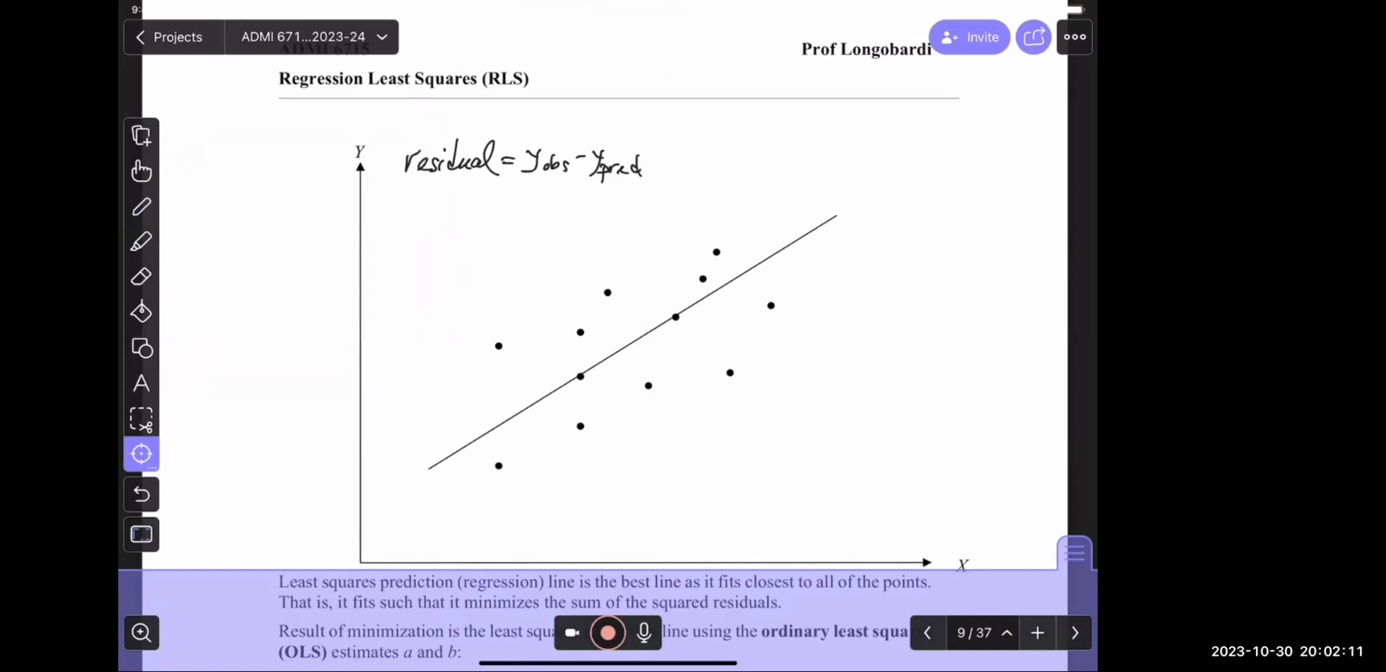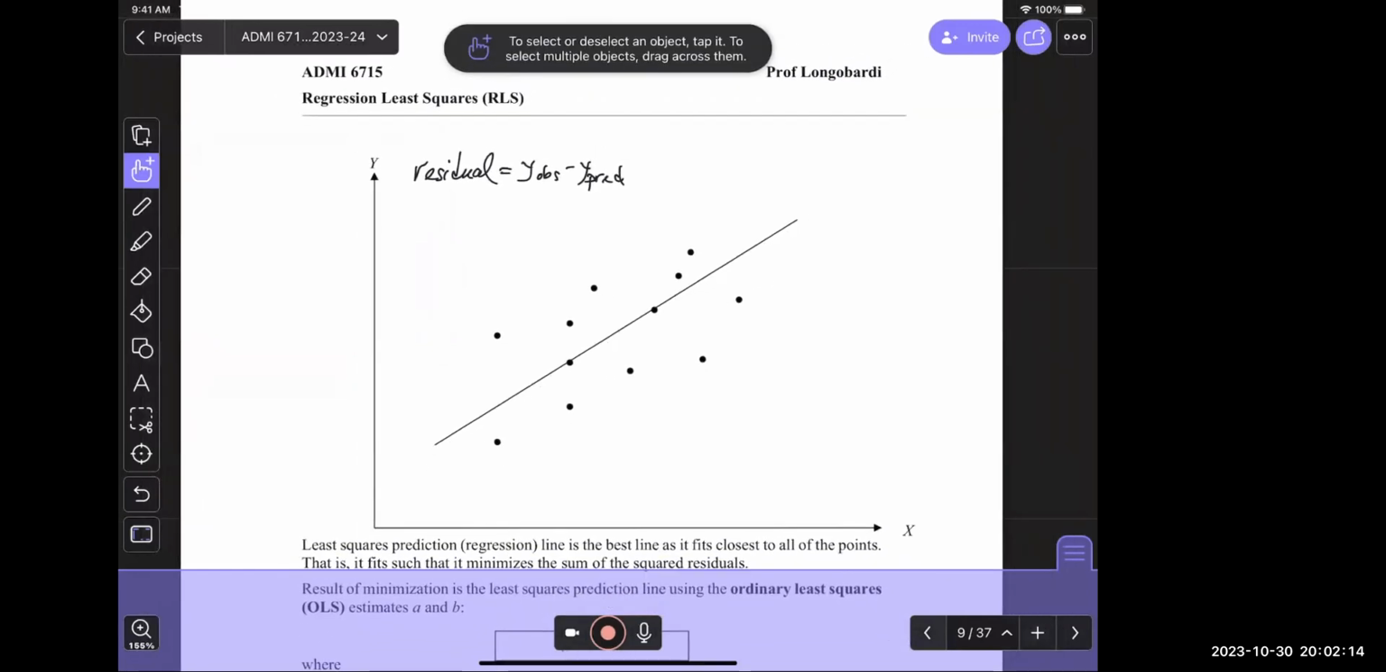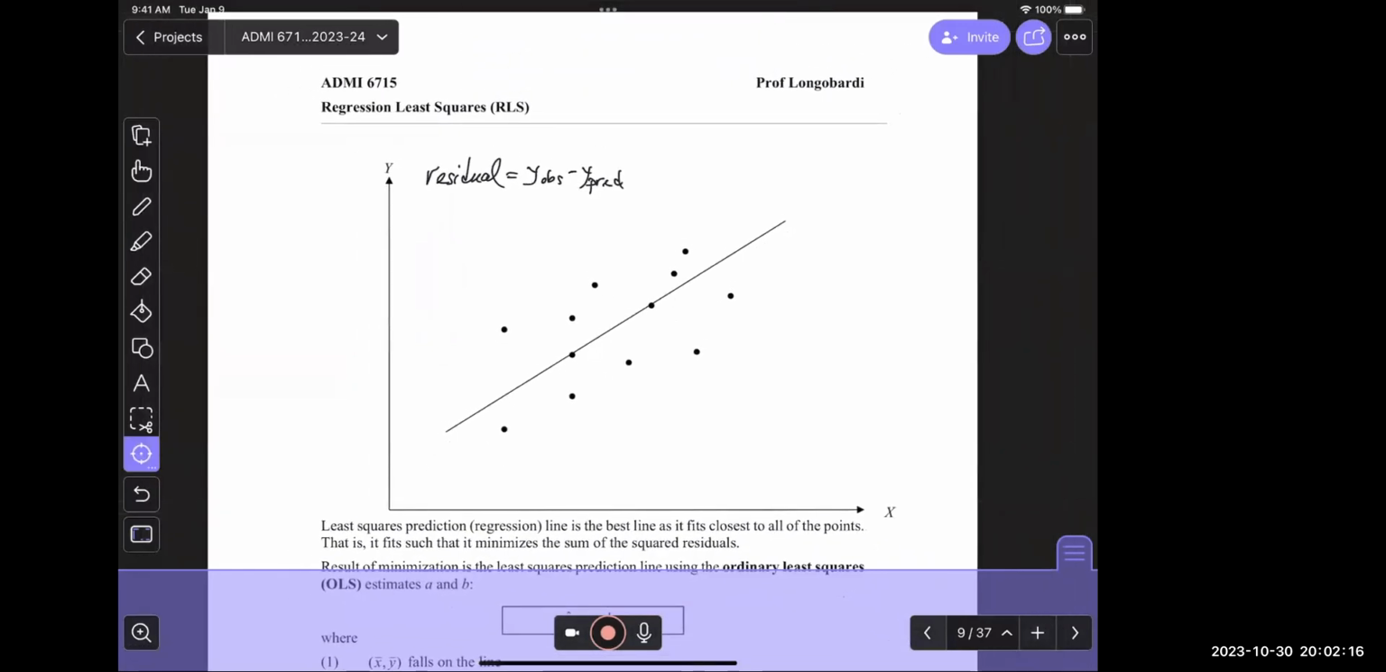All right, so this is what we're looking at. We want to find the line that fits closest to all the points. What am I talking about? I want a line that hovers evenly between all these observations so that the residuals, that is the distance between the line and the observations, in total is minimized.